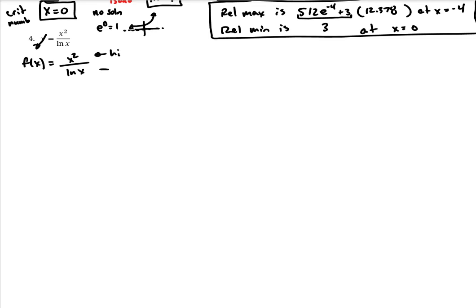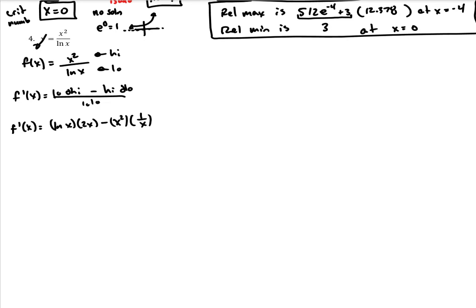And then, well, this is the high portion. This is the low portion. So that means my derivative, f prime of x, is low d high minus high d low all over low. And then let's start plugging those in. So our f prime of x is equal to our low, which is the natural log of x, times the derivative of the high, which is 2x, minus the high, which is x squared, times the derivative of the low, which is 1 over x. And then all over our low, the natural log of x, getting squared.